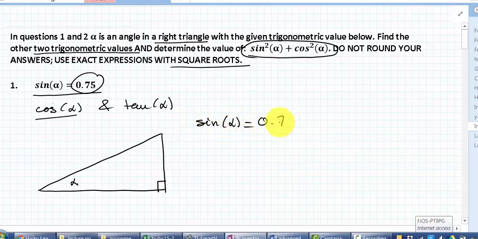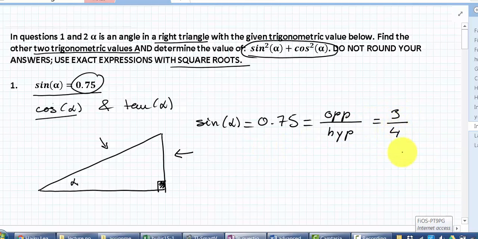Now, what does it mean that the sine of alpha is 0.75? Well, the sine is a ratio of the opposite side of alpha divided by the hypotenuse. The opposite is this side right here, and the hypotenuse is opposite the right angle, so it's that side. Now, 0.75 is not a ratio, but it's very easy to write it as a ratio. It is 3/4. Therefore, we can assume that this side has a length of 3 and this side has a length of 4.